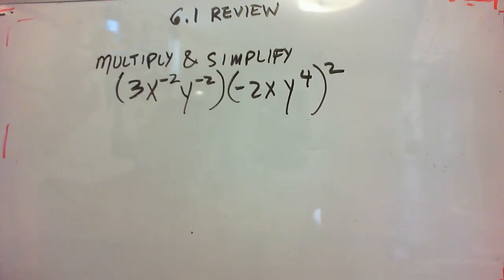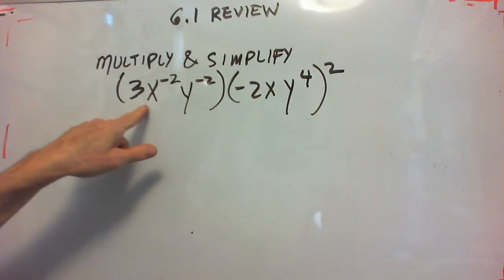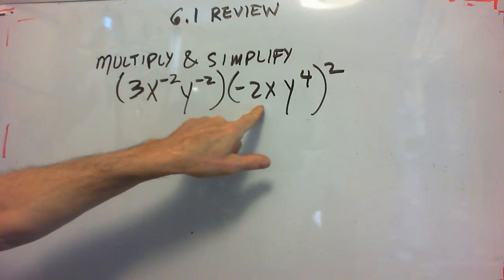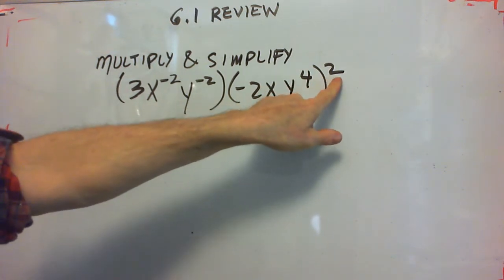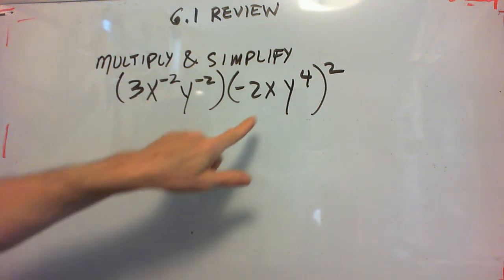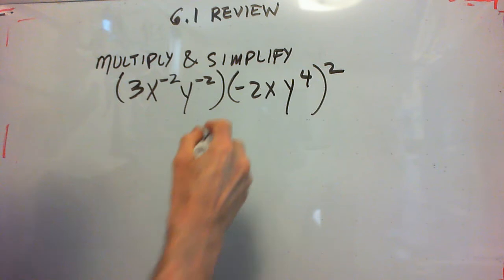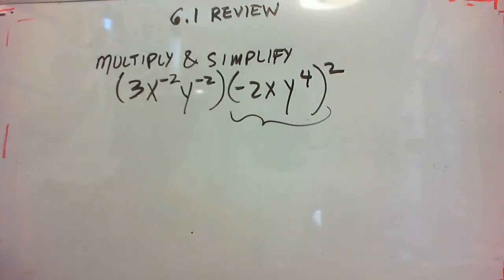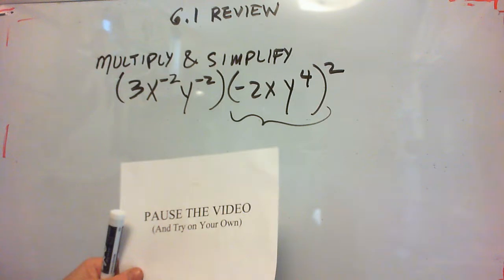Okay, in the next problem, we're going to multiply 3x to the negative 2, y to the negative 2 times negative 2xy to the 4th quantity squared. So this is sort of a combination of a bunch of problems we've done. So your first step here is to square out this quantity. Once you do that, multiply by the first quantity. So see if you can do that, square that out, and then we'll go from there.